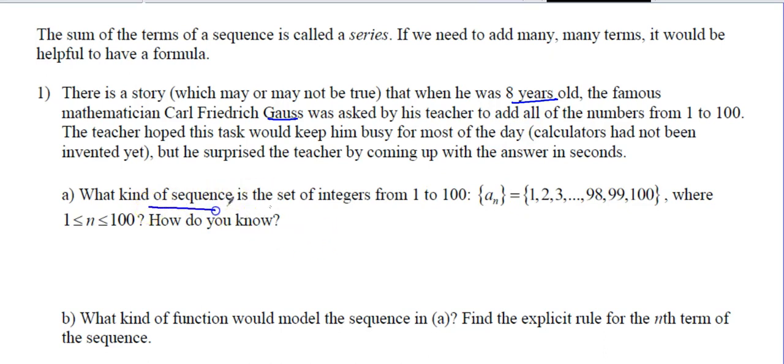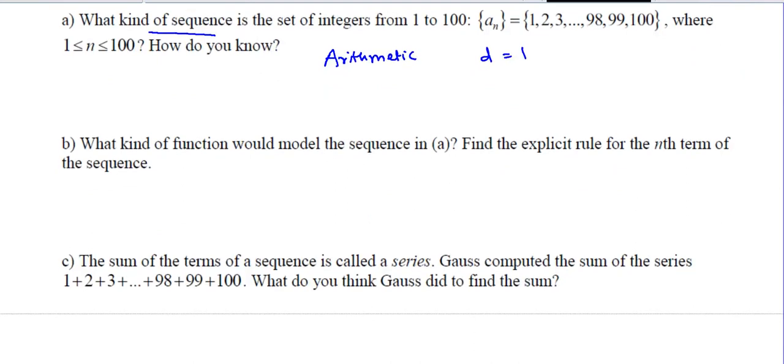What kind of sequence is a set of integers? This is an arithmetic sequence. The common difference d is 1. Let's talk about what kind of function would model this sequence. Arithmetic sequences are always linear functions, and the rule for this is a sub n. The common difference d is the same as m, the slope.